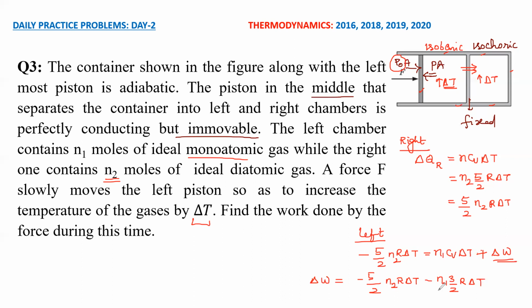And therefore, the total work done by the force F comes out to be minus (5 N2 plus 3 N1) divided by 2 times R delta T. So that is all that is there. So the work done by the force during this time is this much. So please analyze it once again. And we can move on.